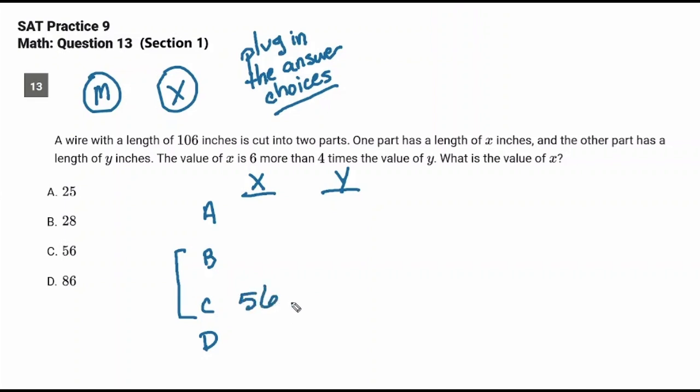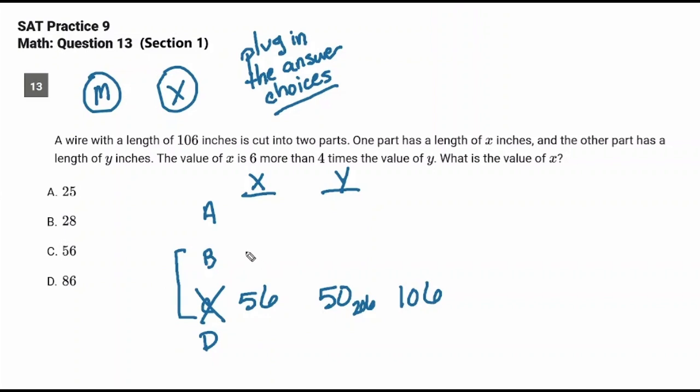So if X is 56, what's Y have to be? Well, when I add up X and Y, I'm supposed to get 106, right? 106 minus 56 is 50. So Y would have to be 50. 4 times the value of Y, 4 times 50 is 200, plus 6 is 206. That's what X is supposed to be. But X is 56, so that's not right. Now, which way should you go? You say, I don't know. So just go a direction.